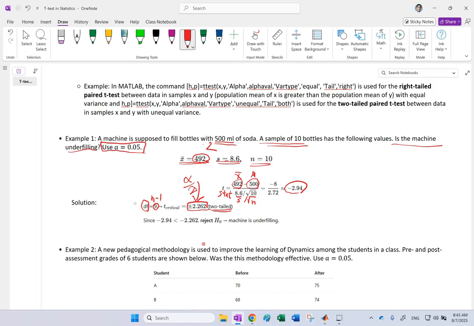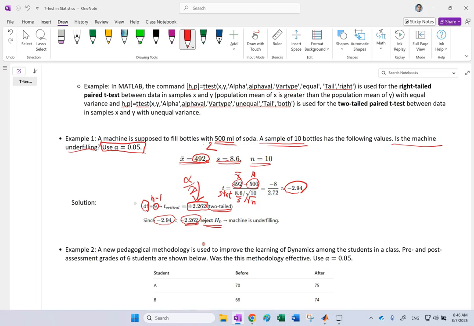And in this case, do we accept or reject? If you compare the absolute value of this t critical with the t statistic, without the sign, you see that this is bigger in magnitude than that, so you have to reject it. So the fact is, no, this machine is doing something different from the average machine. If the average machine is filling 500, this machine is doing something different.